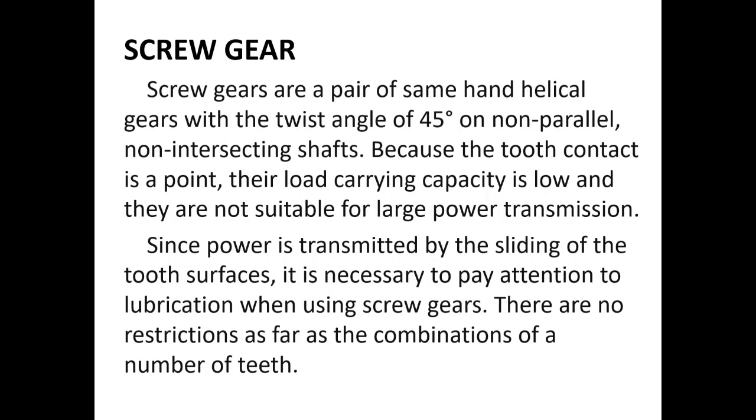Next, the screw gear. Screw gears are a pair of same hand helical gears with a twist angle of 45 degrees on non-parallel, non-intersecting shafts. Because the tooth contact is a point, the load carrying capacity is low and they are not suitable for large power transmission. Since power is transmitted by the sliding of the tooth surfaces, it is necessary to pay attention to lubrication when using screw gears. There are no restrictions as far as the combinations of number of teeth.